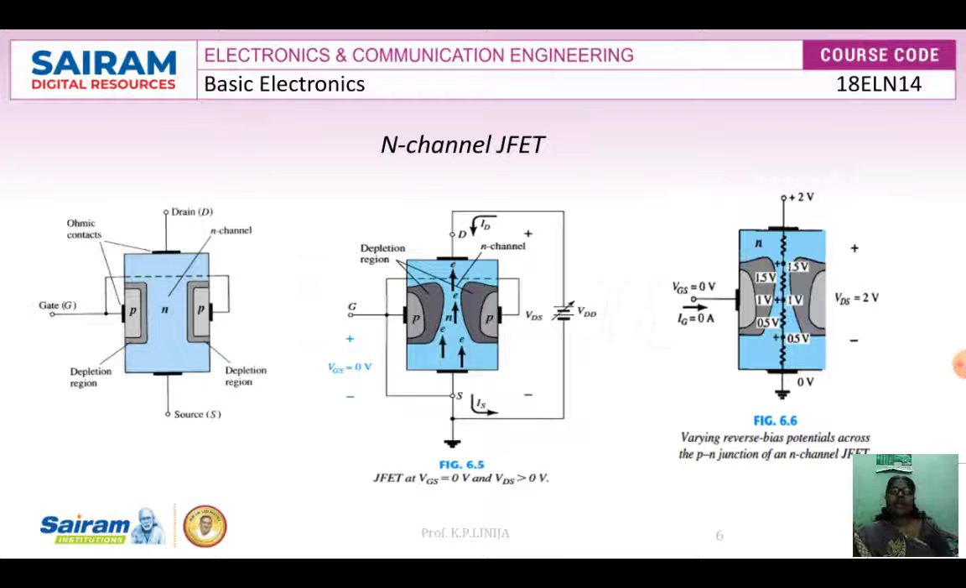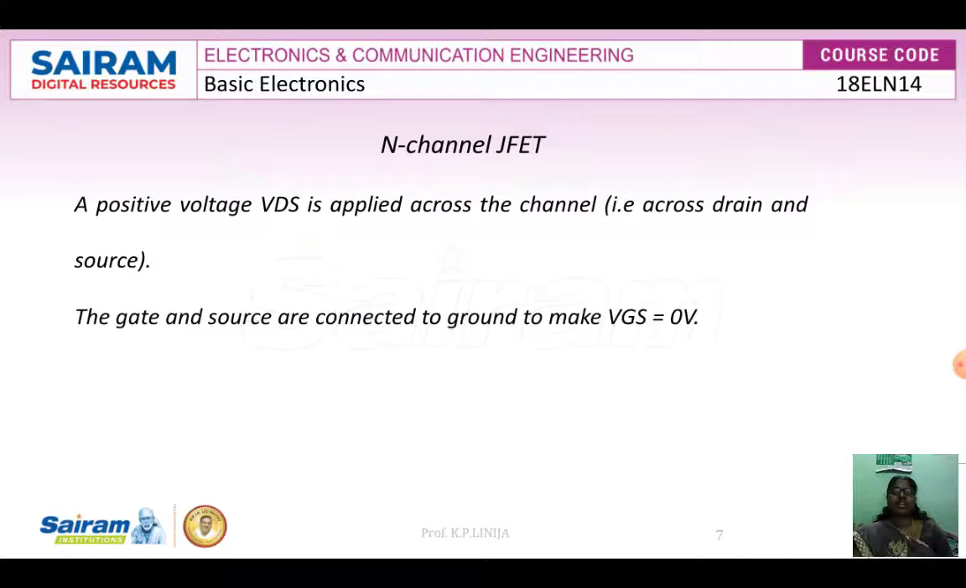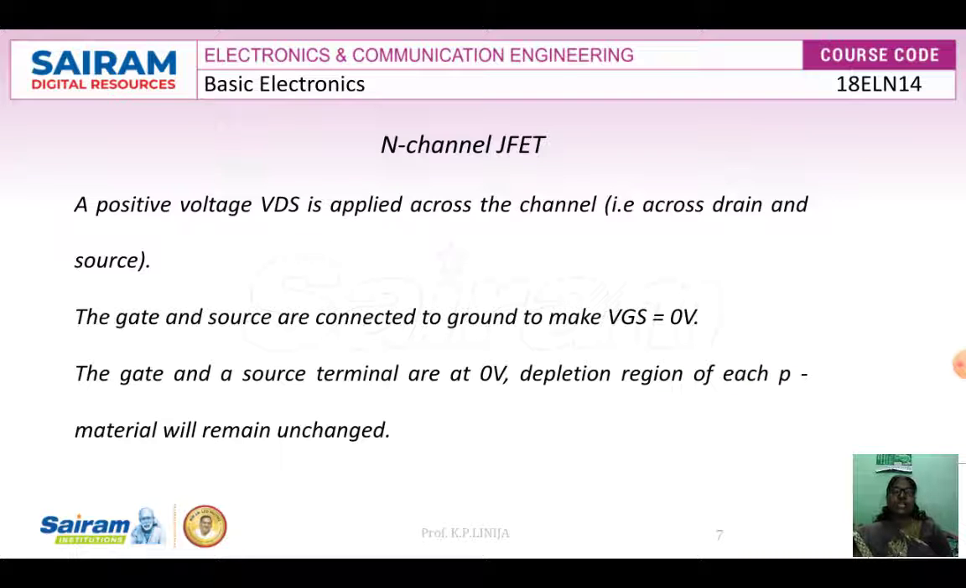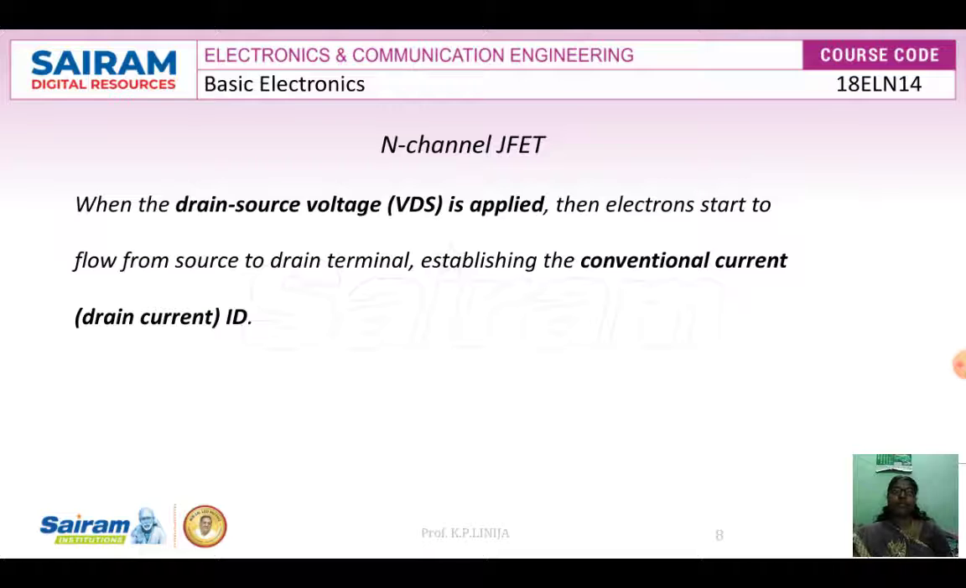Whenever the electrons start to flow from source to drain terminal, the conventional current, that is drain current, will start to flow. Here we need to keep it in mind: the depletion region will become wide near the drain side and less wide towards the source side, because we are applying a positive voltage to the drain. That positive voltage will cause more reverse bias at the drain than the source.